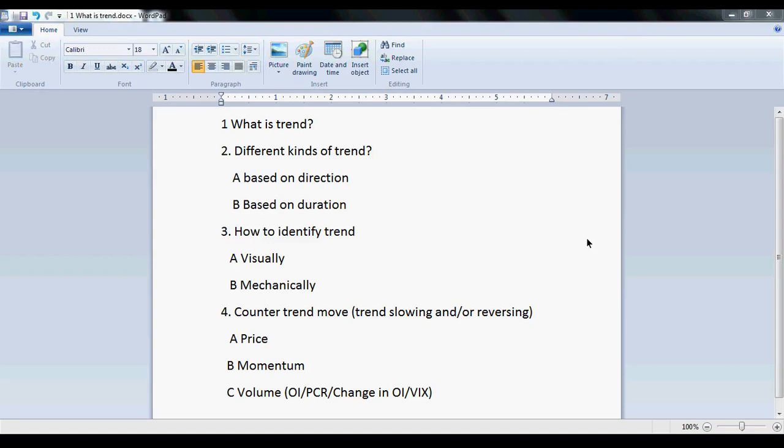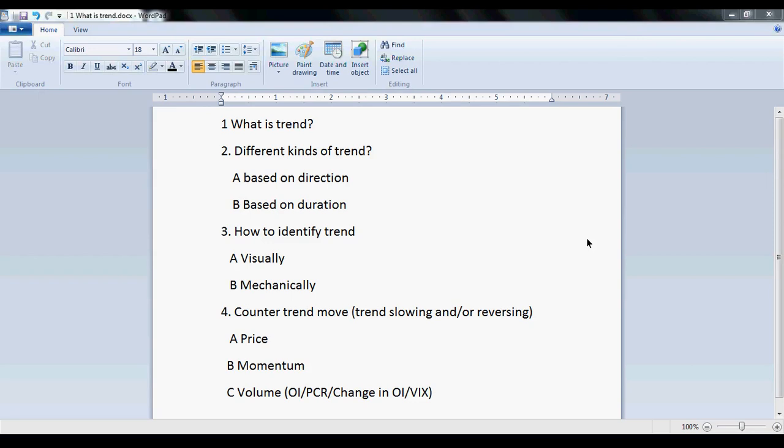So today we'll discuss trend. What is trend trading, what is trend, how to identify the trend, and should we trade the counter trend rally also. Okay, so before we go into how to identify trend and which trend to use, how to trade with counter trend, let's first go straight into the main theme.